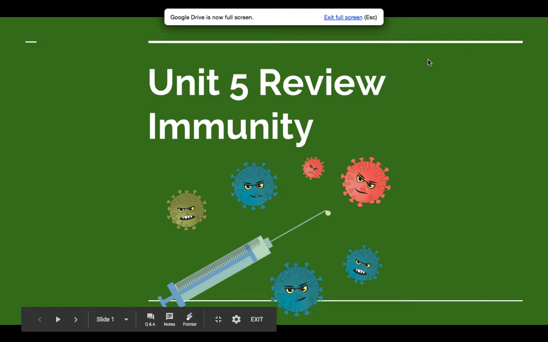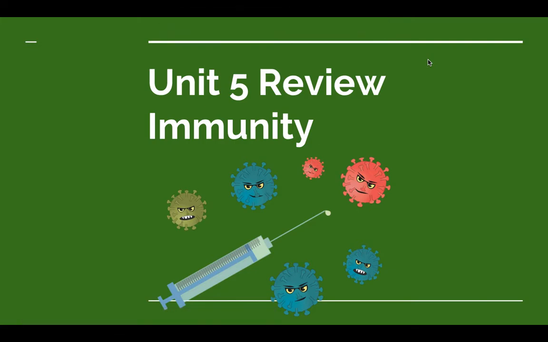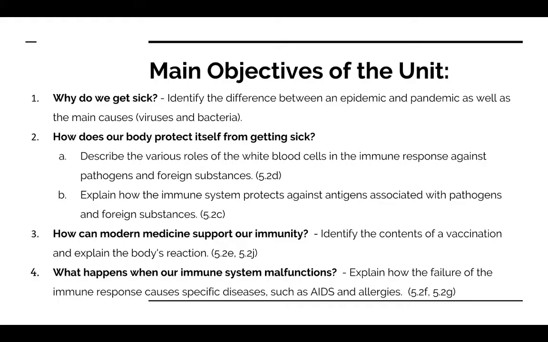Okay, so this is the Living Environment Unit 5 review of immunity. Main objectives of this unit, we talked about why we get sick and what pathogens are. We talked about the role of the body's immune response, so specifically white blood cells and antibodies. And then we also talked about how modern medicine supports our immunity. So we talked about vaccines and antibiotics, and then what happens when our immune system malfunctions.